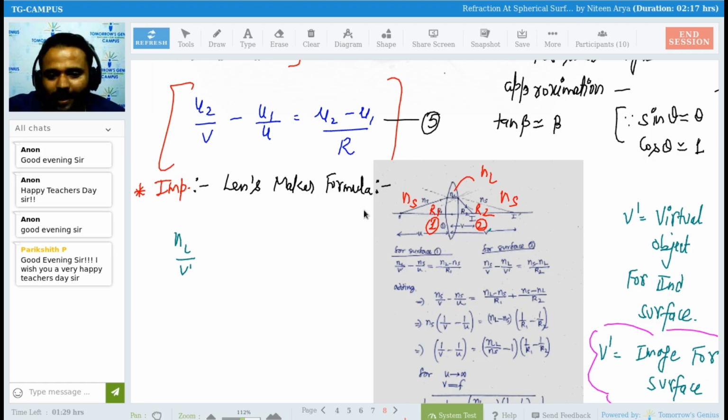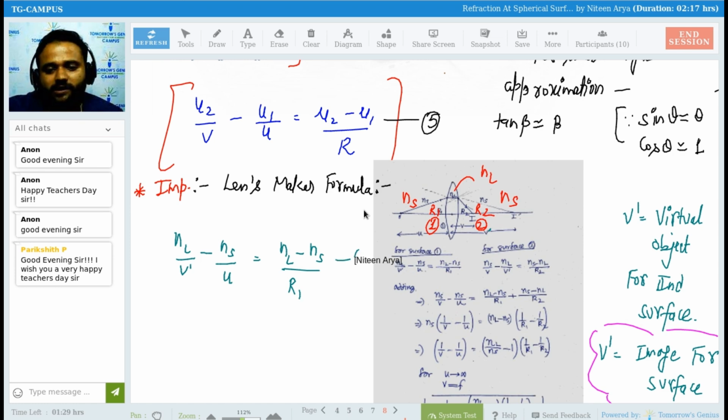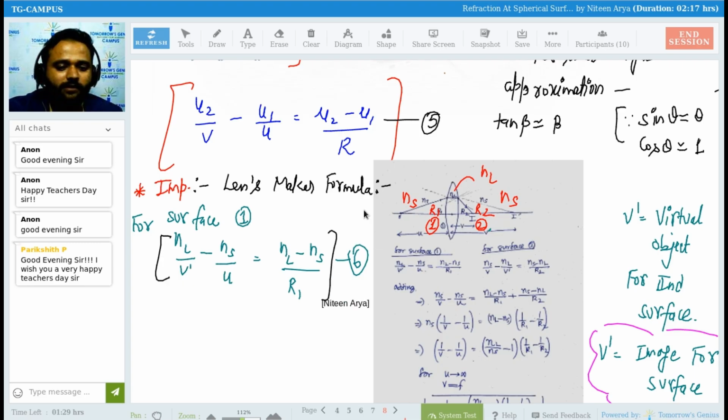So for the first spherical surface, NL is the refractive index of the lens, so NL divided by V prime, the image, minus NS divided by U, equals NL minus NS divided by R1. This is my equation number 6, for surface 1. Is this clear, everyone? For surface 1, we have this equation number 6.